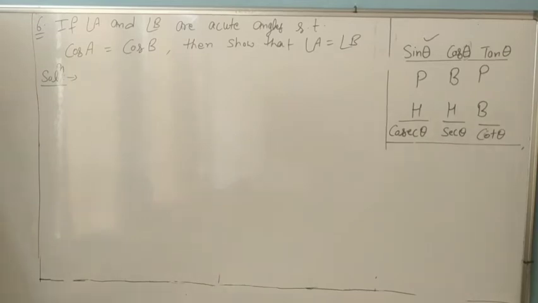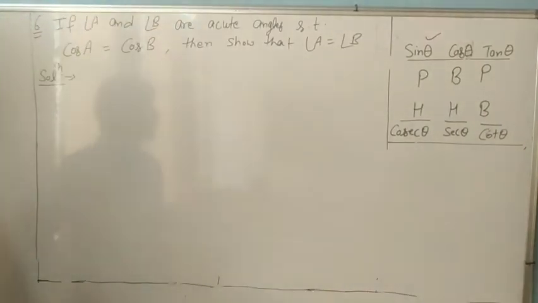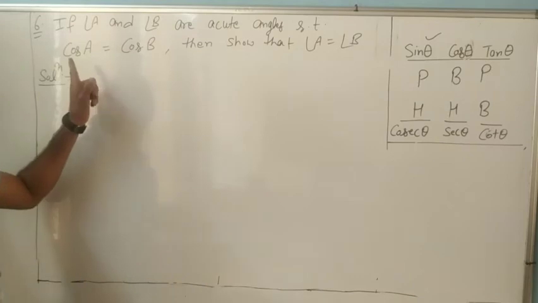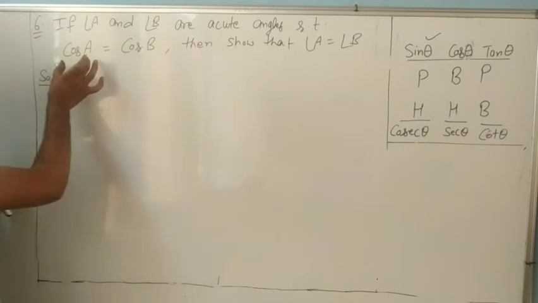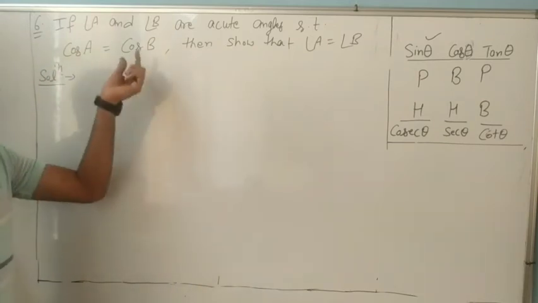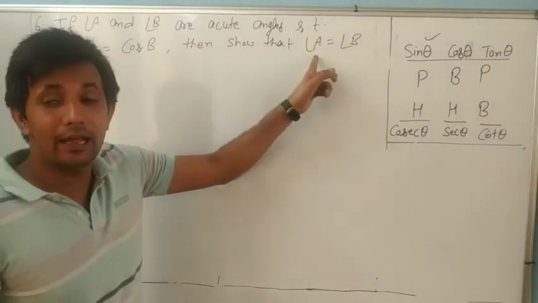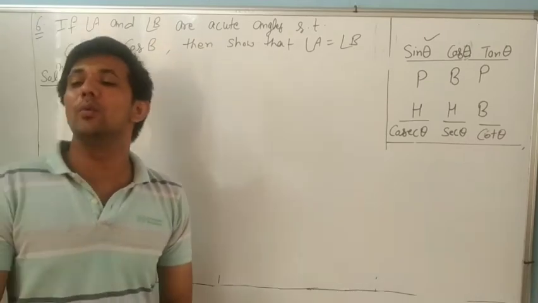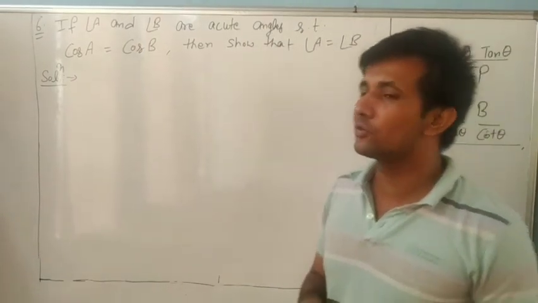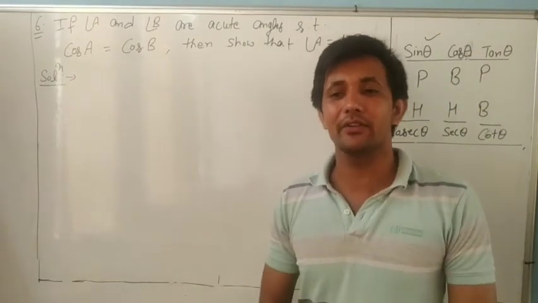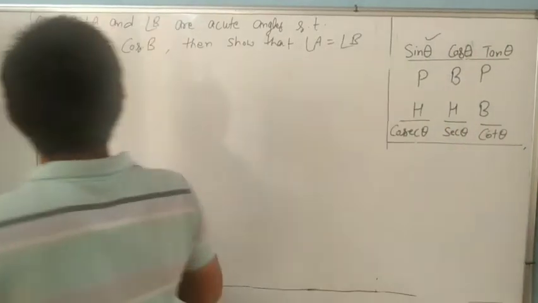Now question number 6. If angle A and angle B are acute angles such that cos A equals cos B, it means the values of cos A and cos B are given equal, then we have to prove that angle A and angle B are equal. We have to show that angle A equals angle B. In the beginning I told you we are discussing a right angle triangle, in which two angles are acute and one is a right angle.